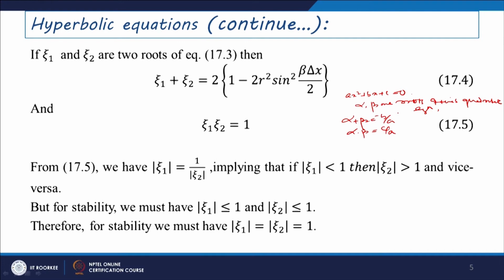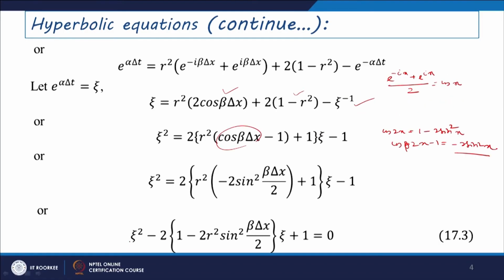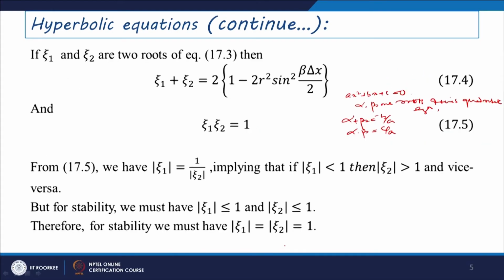So, that is why we can write the sum of these roots as 2 into 1 minus 2 r square sin square beta delta x by 2, and zeta 1 into zeta 2, if you see here, this coefficient is 1, this has coefficient 1. So, c by a is nothing but 1. So, from this equation, since zeta 1 times zeta 2 equals 1, we can write absolute value of zeta 1 as 1 by absolute value of zeta 2, implying that if absolute value of zeta 1 is less than 1, then absolute value of zeta 2 is greater than 1.